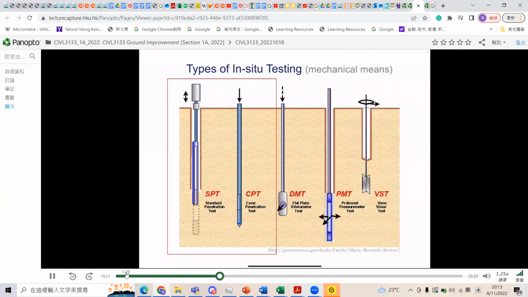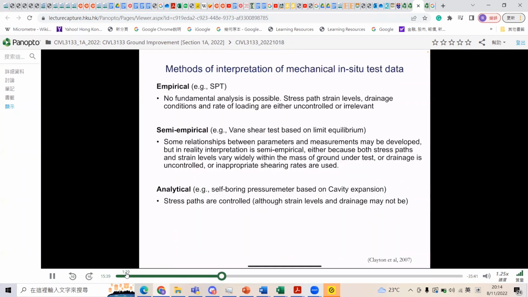Geophysical would be where we send waves, as I mentioned. And I talked about how each of these relies on some sort of torque, expansion for these two cases, for DMT and PMT, and penetration for SPT and CPT. There are different ways to interpret mechanical in situ test data. One way is empirical. Why is it empirical?